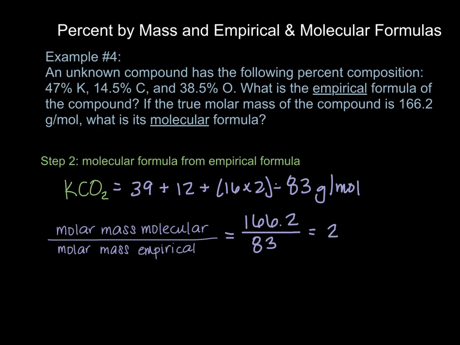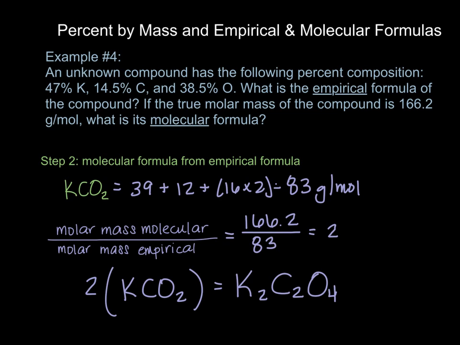So my final step is I need to multiply my empirical formula, KCO2, by my new ratio, which is 2. So my empirical formula is KCO2. My molecular formula is twice as big, so my molecular formula is K2C2O4. So now I've found both my empirical and molecular formulas for the unknown compound in example 4.